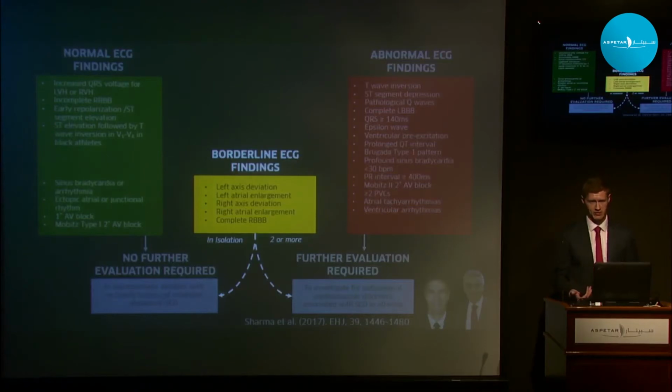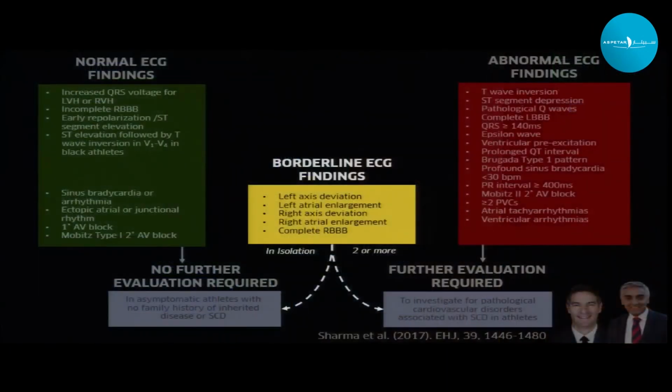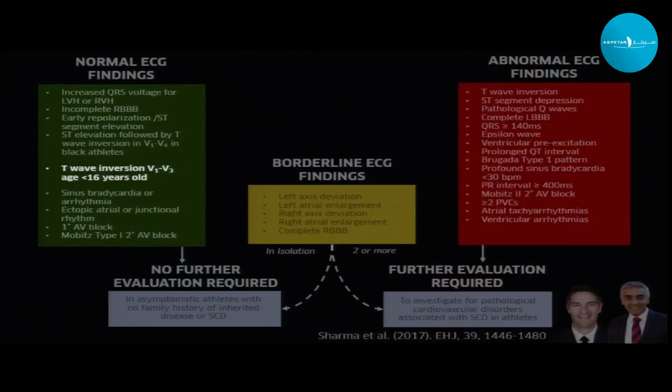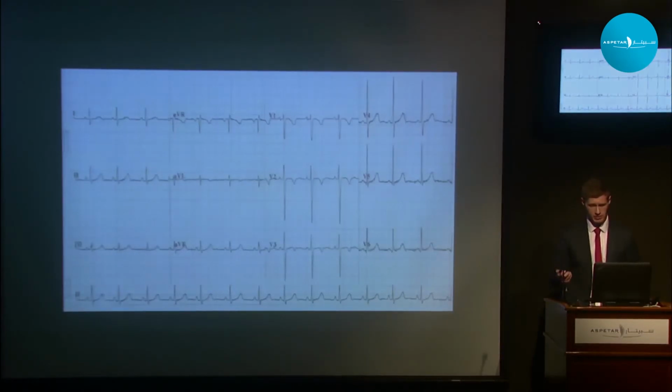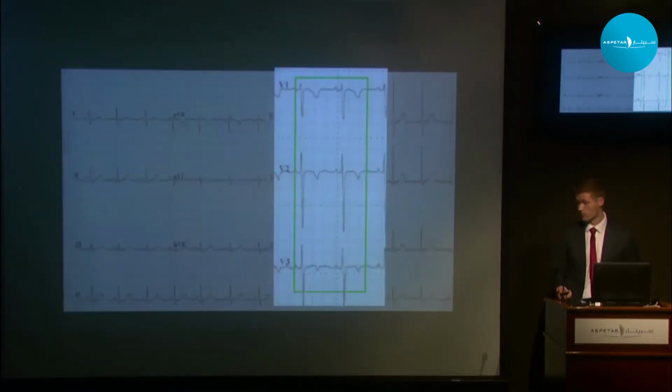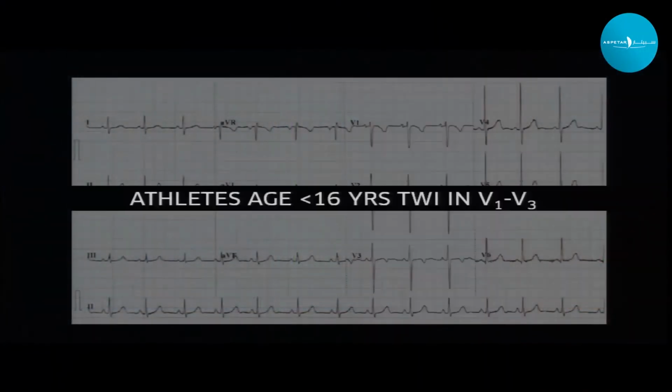But perhaps of most significance for the purposes of today's talk was, for the first time, the recognition of the juvenile T-wave inversion pattern. That was considered normal in athletes aged less than 16 when confined to V1 to V3. So what is that T-wave inversion V1 to V3 that I'm talking about here? Here's a brief example. You can see it confined to V1 to V3 and we regard it to be normal in an individual less than 16.